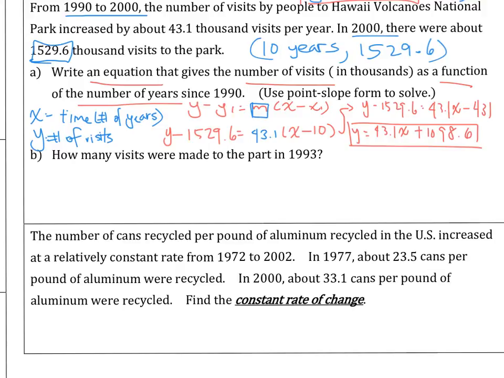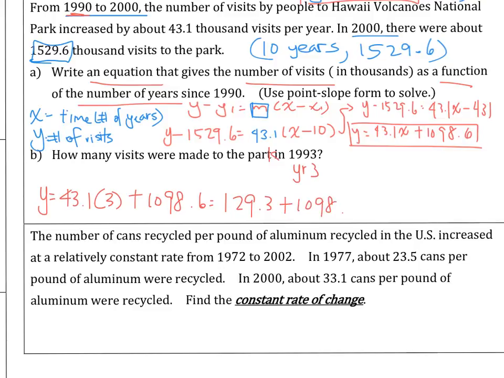Part B. How many visits were there to the park in 1993? Now, 1993 will be considered the third year from 1990. So I can take the equation in part A, y equals 43.1x plus the constant, and substitute x with 3. And then solve. That gives 1,227.9 thousand visits.